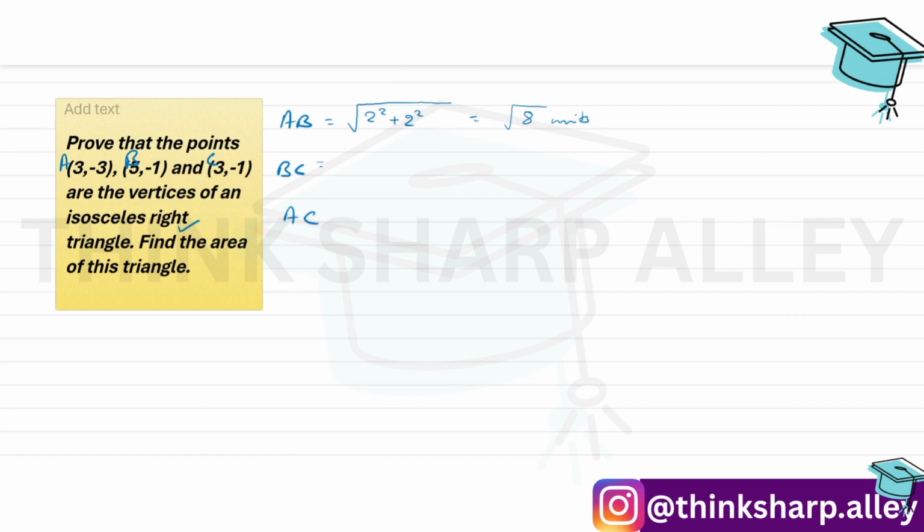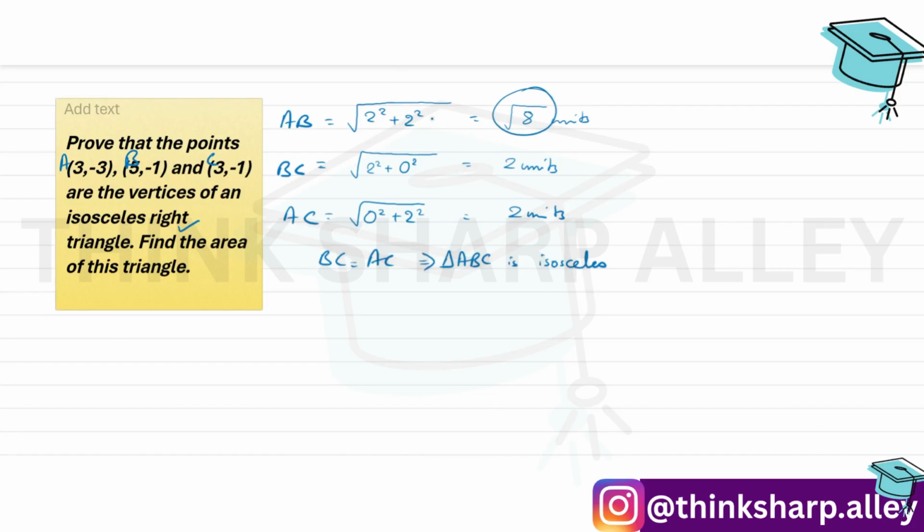Moving on to BC. Don't forget to write units. Then AC. Now obviously BC is equal to AC. So triangle ABC is isosceles. Now this is obviously the largest side. So we'll keep this aside and we will calculate the sum of the squares of the other two sides.